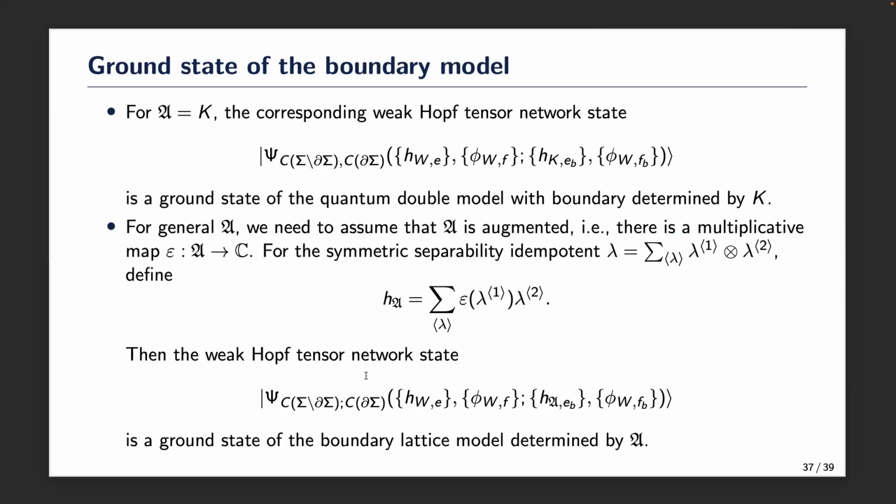And for a general cohomology algebra, we need to impose some additional requirement. We need to assume that this A is augmented, in the sense that there is a multiplicative map epsilon from A to C, and for the symmetric separability idempotent, we need to define the element by using this epsilon to form this element. So in this case, the labeling of the boundary edge will be this element, replacing that Haar integral in H_K. So this is the ground state of the boundary lattice model determined by A.